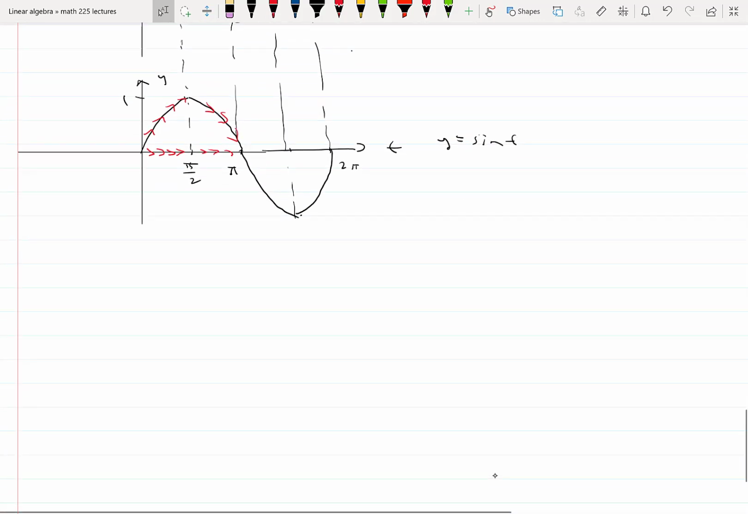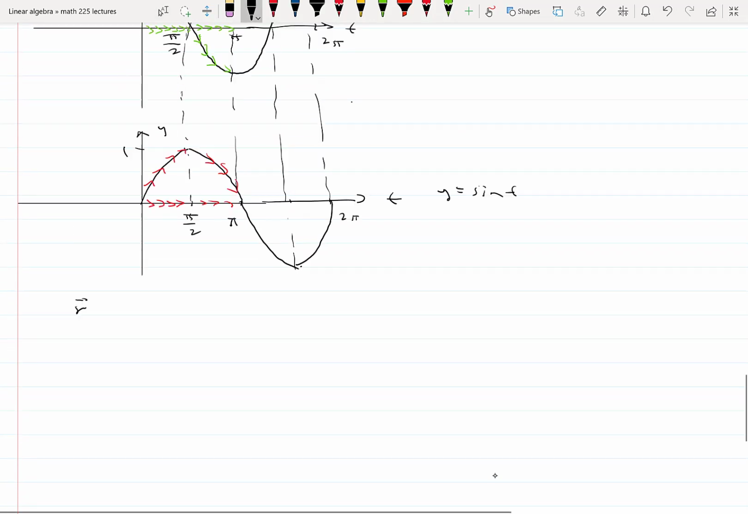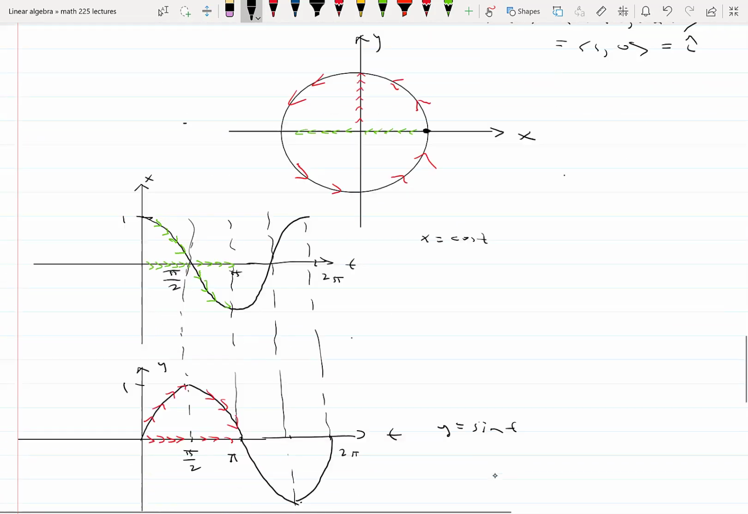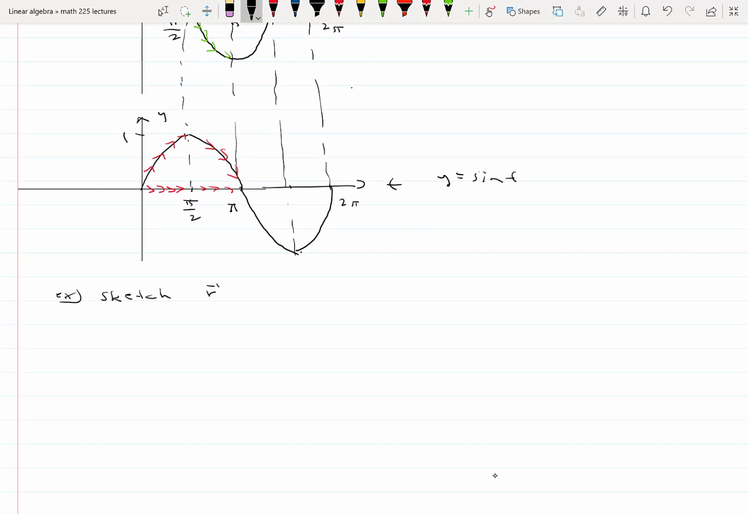So let's take a look at another example. Let's get into R3. Example. Now let's do a different one. Sketch r of t equals cosine of t, sine of t, 1. 1 for the z component.